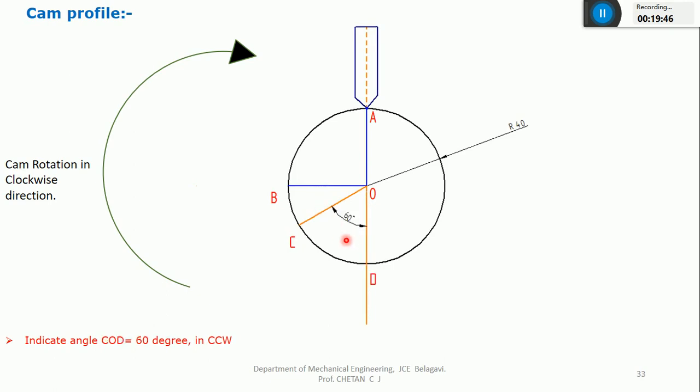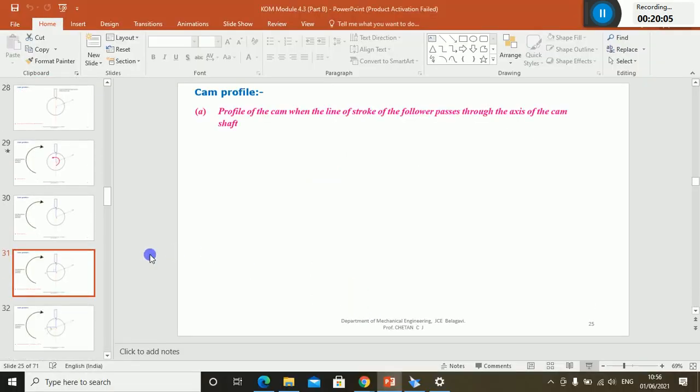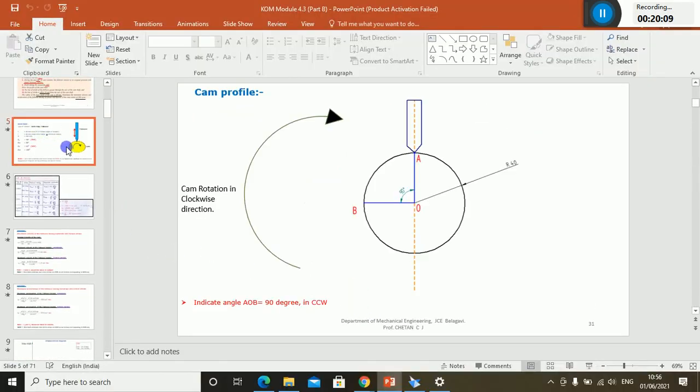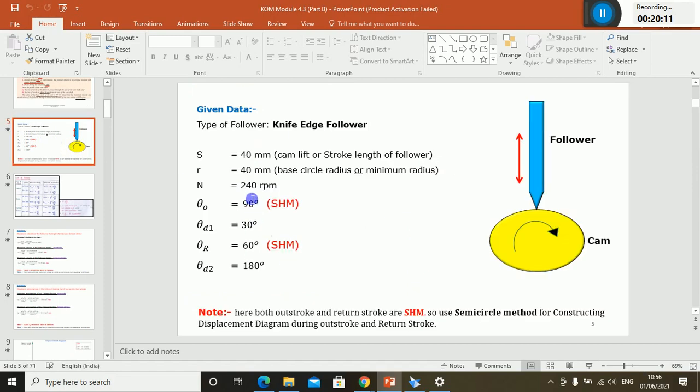After that, the next angle, that is COD, you can see here. COD should be the return stroke angle, that is nothing but 60 degree. And the last angle is 180, correct? 180, that is nothing but DOA. For your reference, I will show once again. So these are the four angles: 90, 30, 60 and 180.